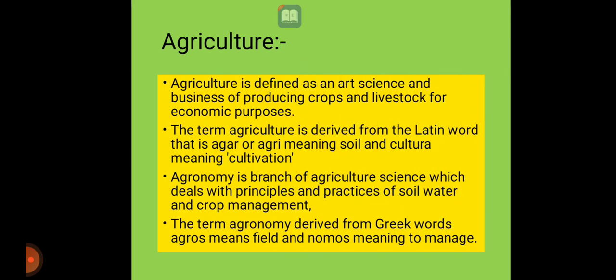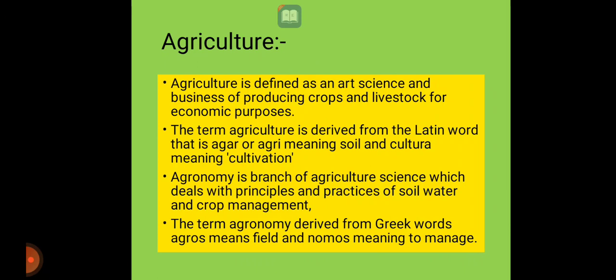Agriculture can easily be defined as the art, science, and business of producing crops and livestock for economic purposes. This is the simple definition of agriculture. The term derives from two Latin words: agar or agri, meaning soil, and cultura, meaning cultivation. This is the basic meaning of agriculture: cultivation of a field or soil.